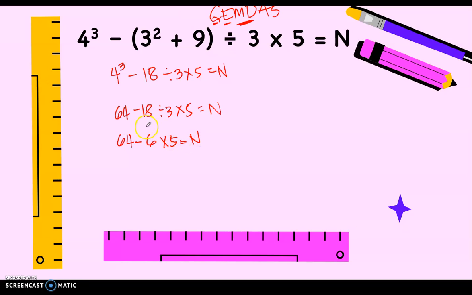Okay? So no more division, we can perform multiplication. So we have 64 minus 30, 6 times 5 is 30, equals n. Then we can now solve for the value of n by subtracting 64 minus 30. There's no addition, so we just have to subtract right away. 64 minus 30 is 34. So that is the answer.